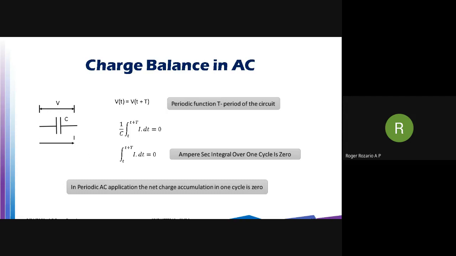In capacitors, the energy is stored in electric field. That is why we consider the net charge accumulation. Whereas in inductors, the energy is stored in magnetic field. That is why we take into account the net flux accumulation. So capacitors and inductors are dual to each other. In capacitors, it is ampere second integral over one cycle. In inductors, it is volt second integral over one cycle.